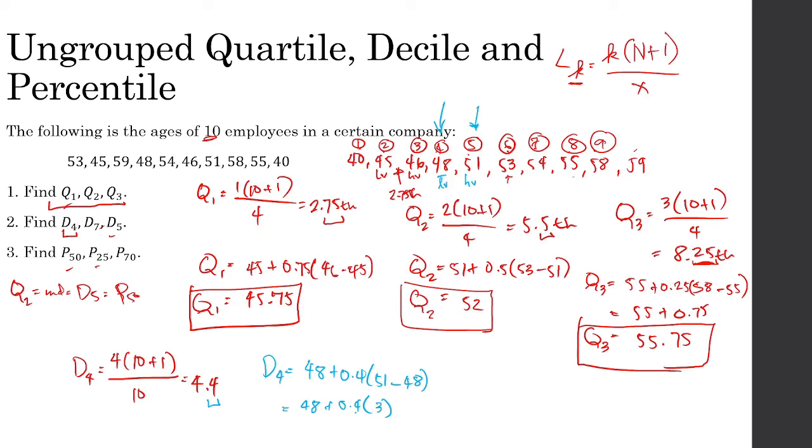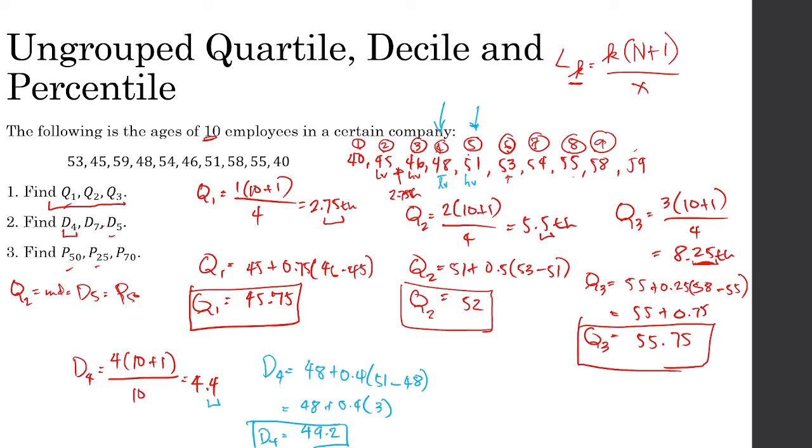So we will have there 48 plus 0.4 multiplied by 51 minus 48, which is 3. Okay. So you just need to get the 0.4 of 3. If I'm not mistaken, this is 1.2. Let me check, so we are sure. We will have there 3 multiplied by 0.4. So that is 1.2. Okay? So, meaning to say, 1.2 plus 48, that will be 49.2. So that will be our fourth decile.